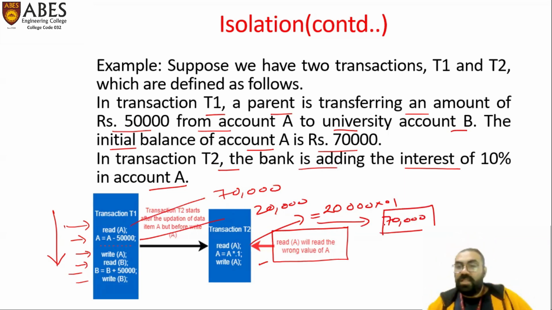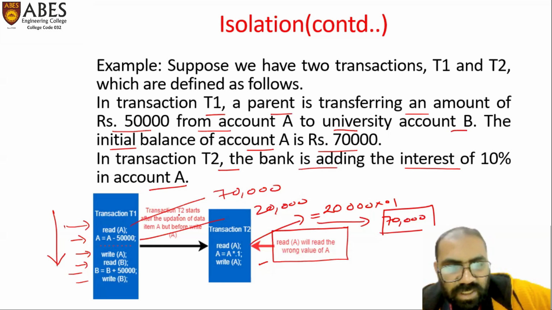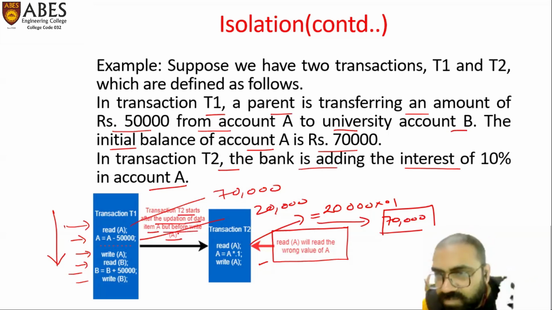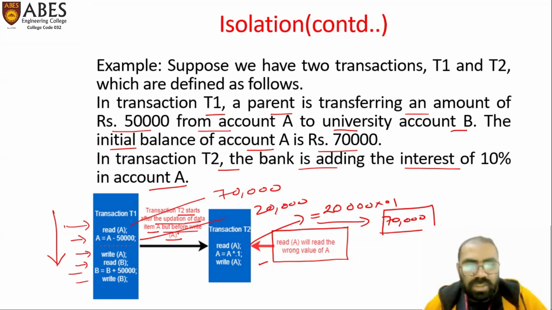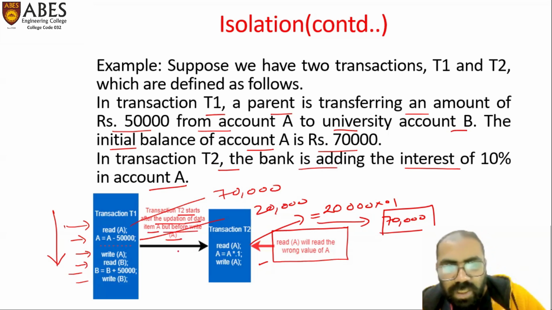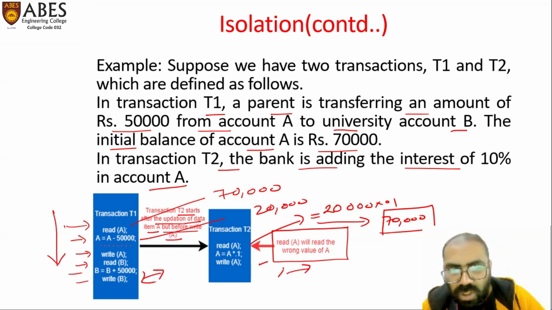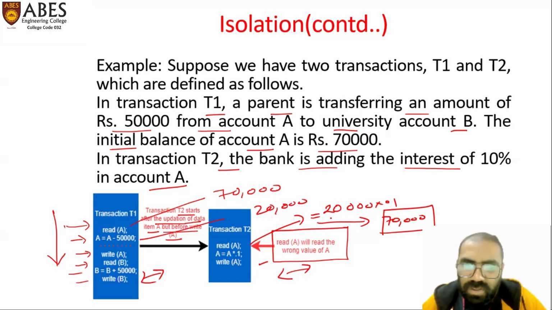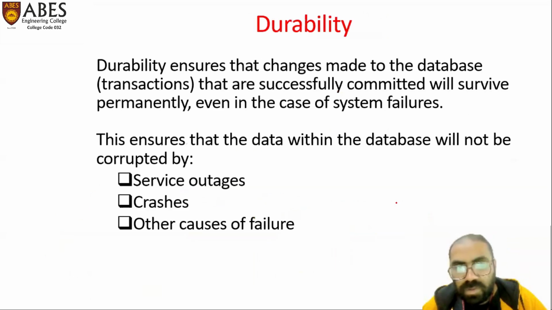Okay, so that is a problem. Transaction T2 starts after the addition of the data item A, but before the write of it. So even the correct value should be something else, but we are getting a wrong result. A is there, we have not written it down, so it will take 70,000, but exactly the value should be 20,000, and so on. So it will create a problem. That is why isolation is an important property.